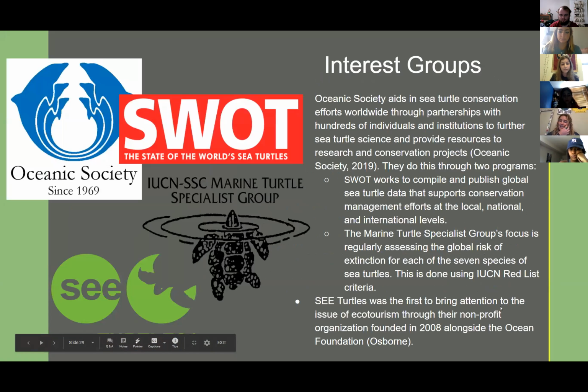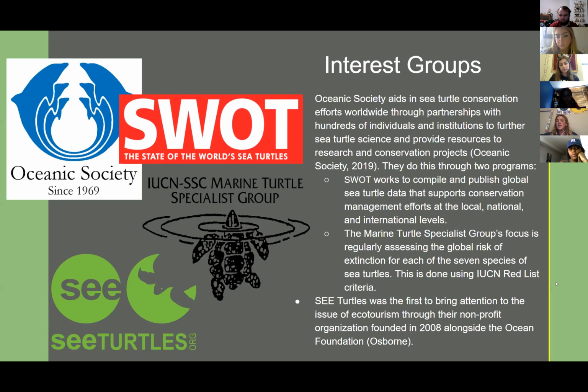Next slide, please. There are several interest groups, I'll go quick over this, that have kind of taken on the role of protecting turtles from plastic pollution. The major one is the Oceanic Society, and they do this through 2 programs, SWOT, which stands for the State of the World's Sea Turtles. They work to compile and publish global sea turtle data that supports conservation efforts at the local, national, and international level. And they also do this through the Marine Turtle Specialist Group, whose focus is to regularly assess the global risk of extinction for each of the 7 species of sea turtles. And there's also SEE Turtles, which was the first group to bring attention to the issue of ecotourism and how that kind of increases the plastic pollution that is ending up in our oceans.